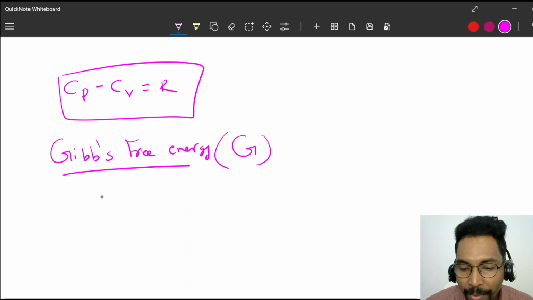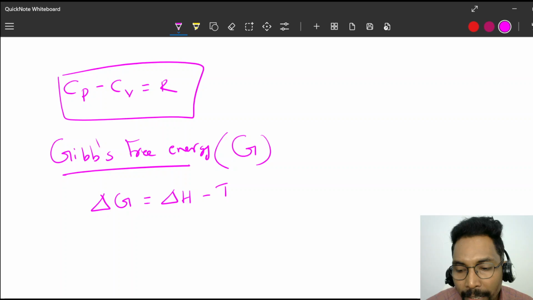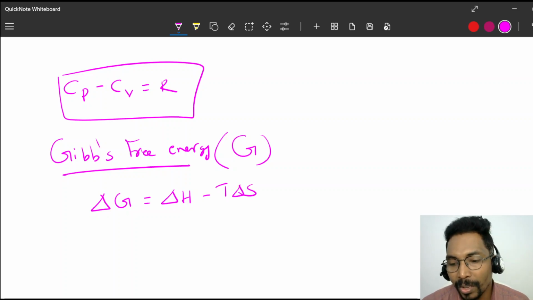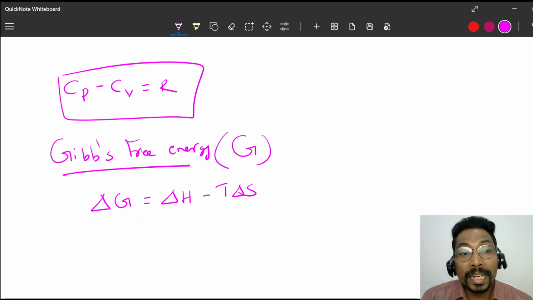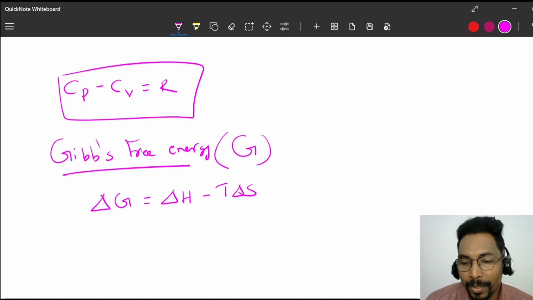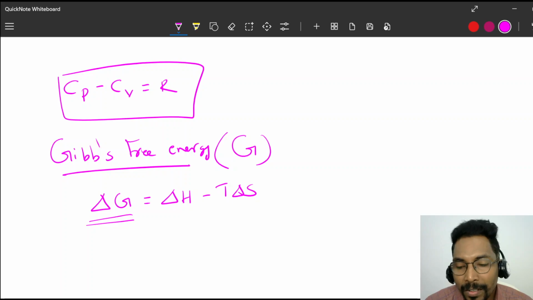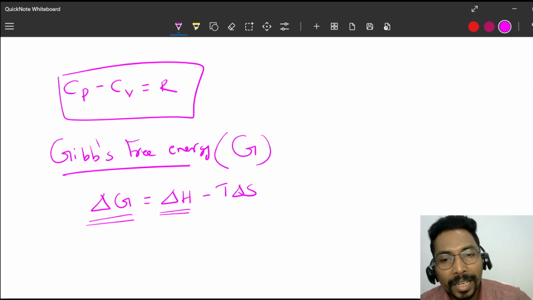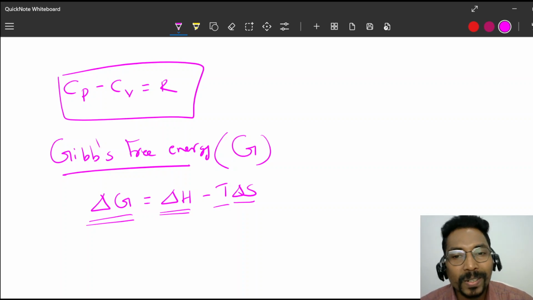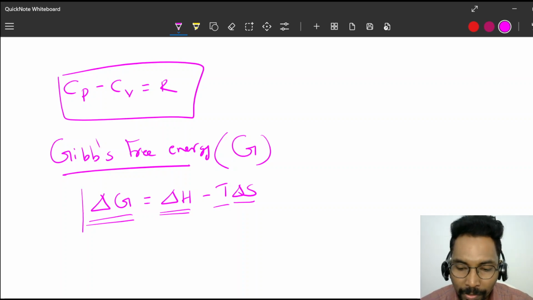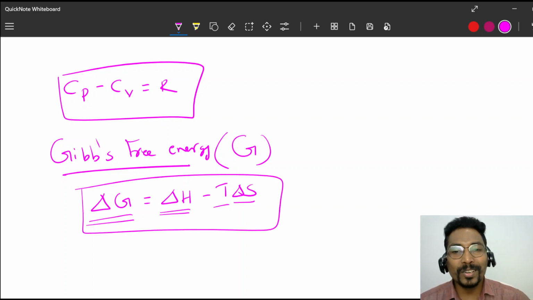So we have one expression for Gibbs energy change, that is delta G is equal to delta H minus T delta S. It's very important. Delta G means change in Gibbs energy, delta H change in enthalpy, T temperature, and delta S, that we are going to discuss as the next term, entropy. So I think this formula is very clear.